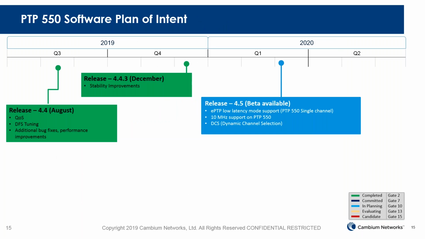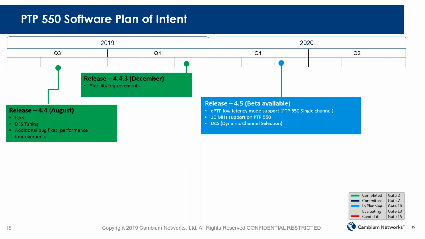So here is the key roadmap for 550E and 550. Both of them will share the same roadmap because the hardware is very similar. Just to reiterate from the past, we introduced release 4.4 in August, or Q3 of last year, which focused on QoS, DFS tuning, VLAN and some of the key feature sets. In Q4, we provided a stability improvement release. Now the big release coming up close to the end of Q1 is release 4.5, which has three specific advantages. One is the ePTP low latency mode.